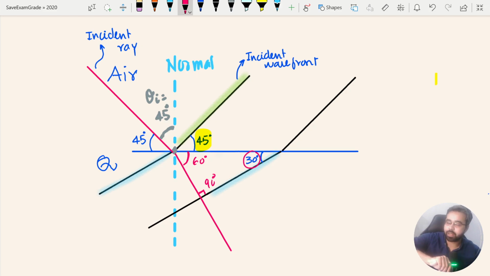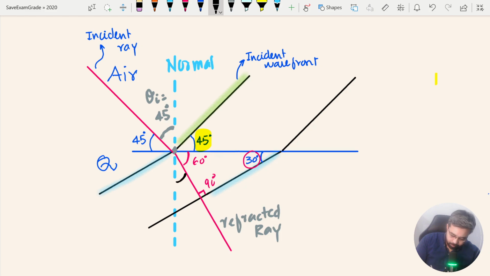But what is the angle of refraction? It is that angle which our refracted light or refracted wave makes with the normal. So you see that this should be 30 degrees because the total angle is 90. So we saw that the light is bending towards the normal. It means that the medium Q should be a denser or higher refractive index medium.